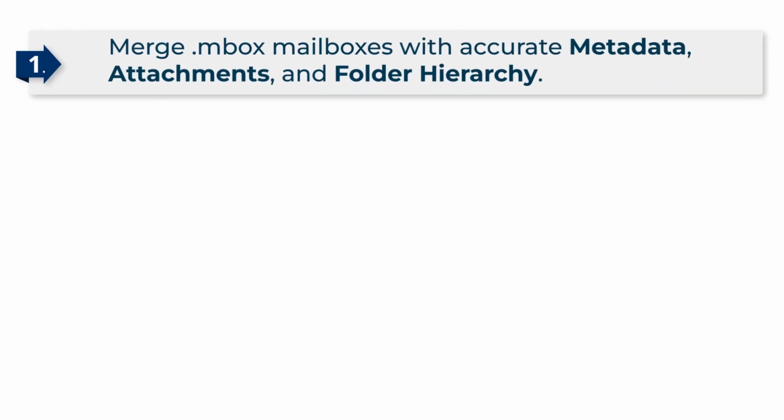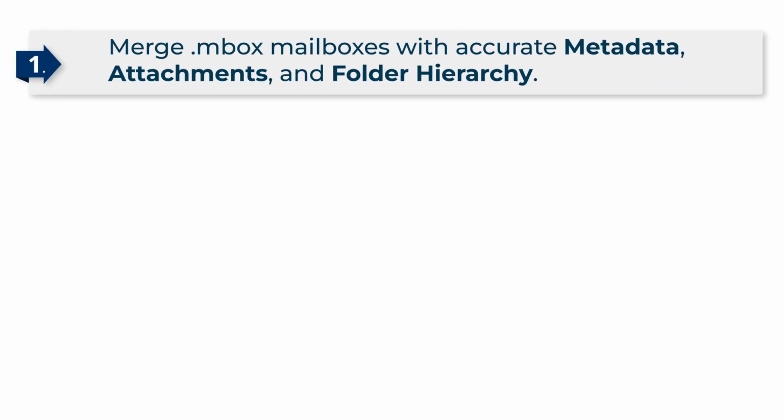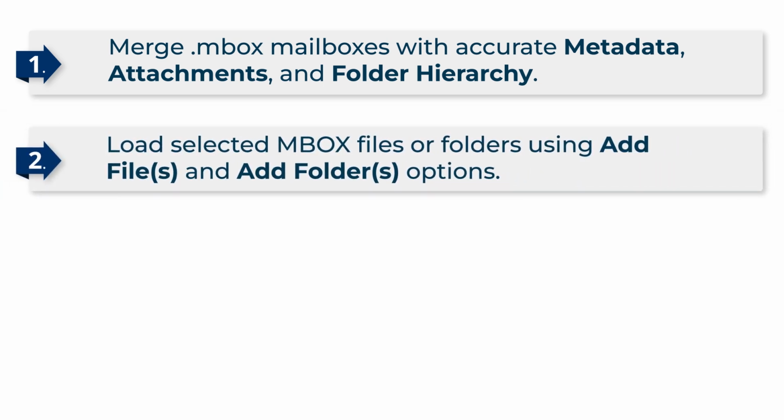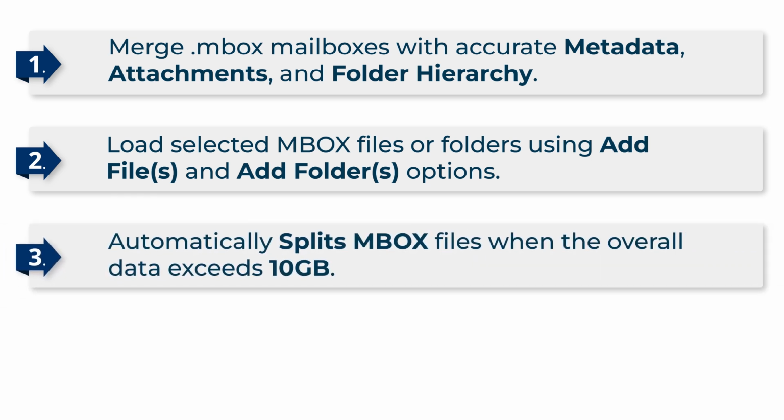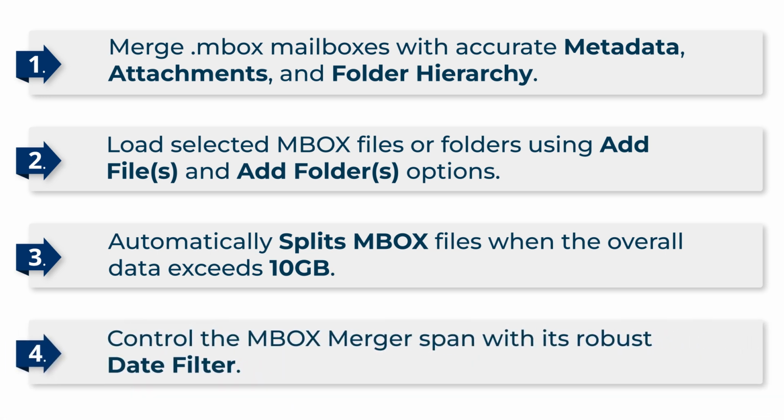Key features of the software. MBOX Merger Tool merges MBOX mailboxes with accurate metadata, attachments, and folder hierarchy. The software loads selected MBOX files or folders using Add Files and Add Folders options. MBOX Merger Tool automatically splits MBOX files when the total size exceeds 10 GB. Control the MBOX merger span with its robust date filter.